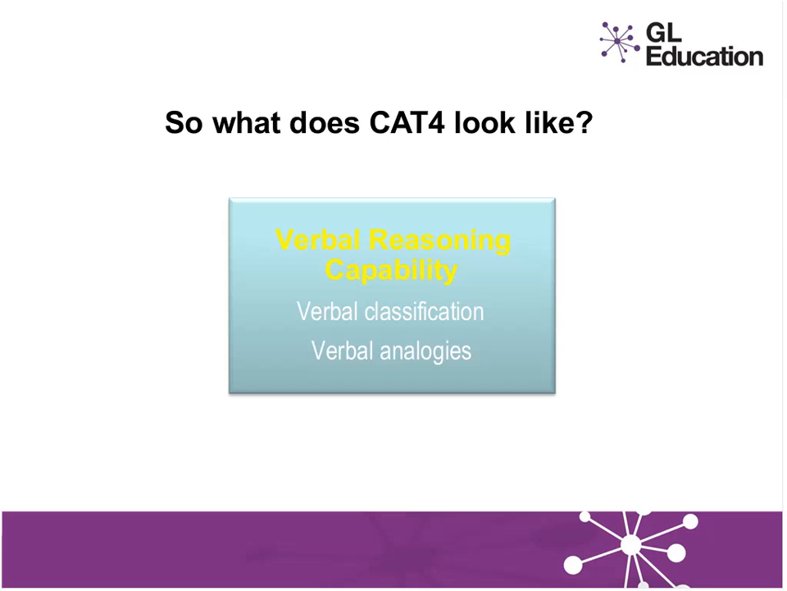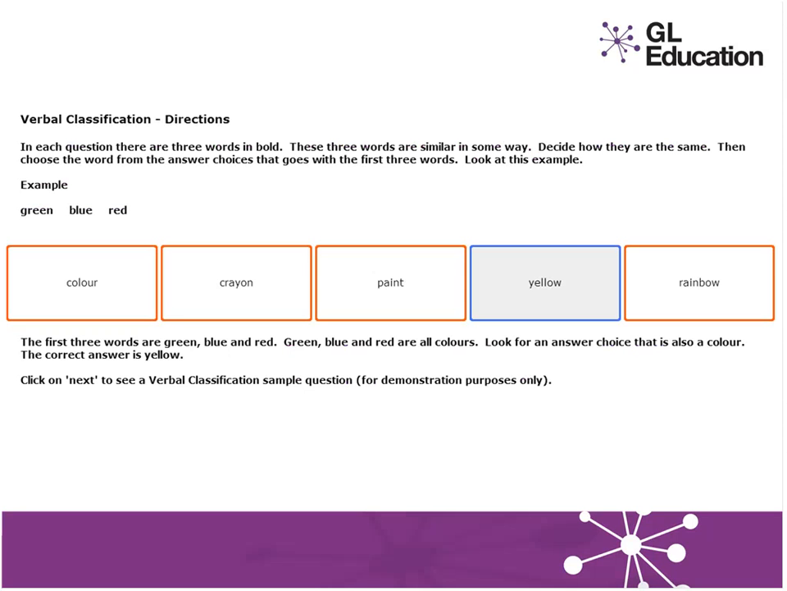For verbal reasoning, in each question here, there are 3 words in bold. The 3 words are similar in some way, and the pupil has to decide how they are the same and then select the choice accordingly. So the first 3 words here are green, blue, and red. Green, blue, and red, obviously all colours. So the pupil needs to look for an answer choice that is also a colour. And the correct answer here is yellow.